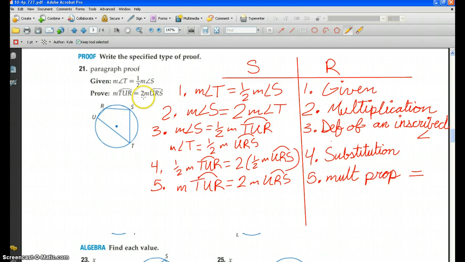Once I get to this point, I'm almost to where I need to be. But it needs to be 2 times the measure of URS. Well, if I take 2 times a half, that would give me the measure of URS on this side. This says 2 times, so I'm going to multiply that side by 2. By doing so, we also have to multiply the other side by 2. 2 times a half is just 1, so we get the measure of arc TUR is equal to 2 times the measure of arc URS by the multiplication property once again.